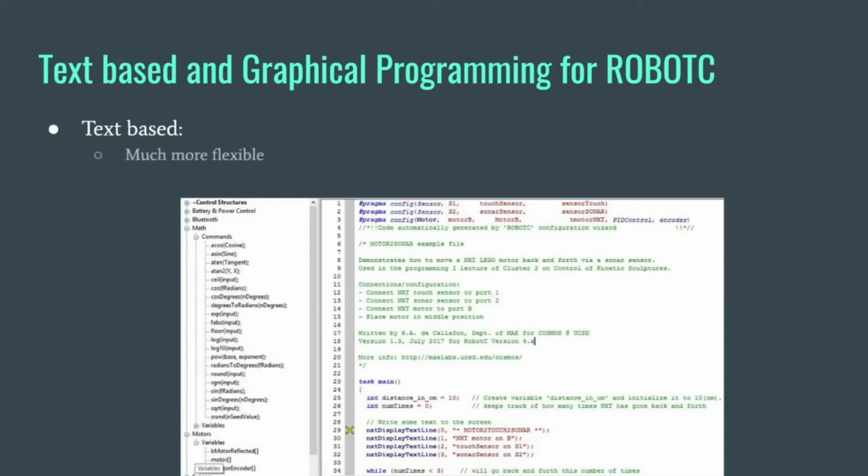Text-based is much more flexible and you have finer control of the robot. For example, this is RobotC and you can see that you just type out the text. It allows you to format whatever way you want as long as you don't have any errors.